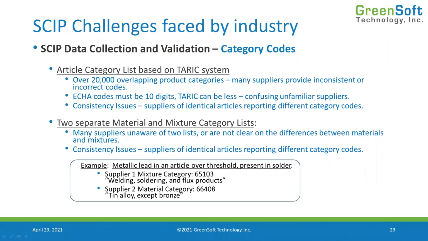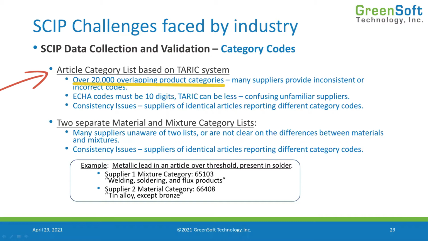So the other issue that we see a lot of problems with when we're collecting and validating data that we're receiving from suppliers is category codes. The article category list is based on the TARIC system, which is the import-export system in Europe, and it's comprised of over 20,000 overlapping product categories. As a result, many suppliers provide inconsistent or incorrect codes here because they don't understand what this is.